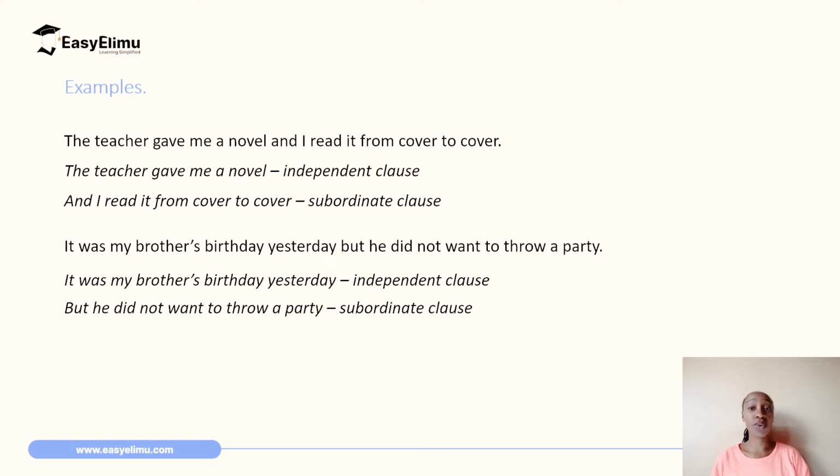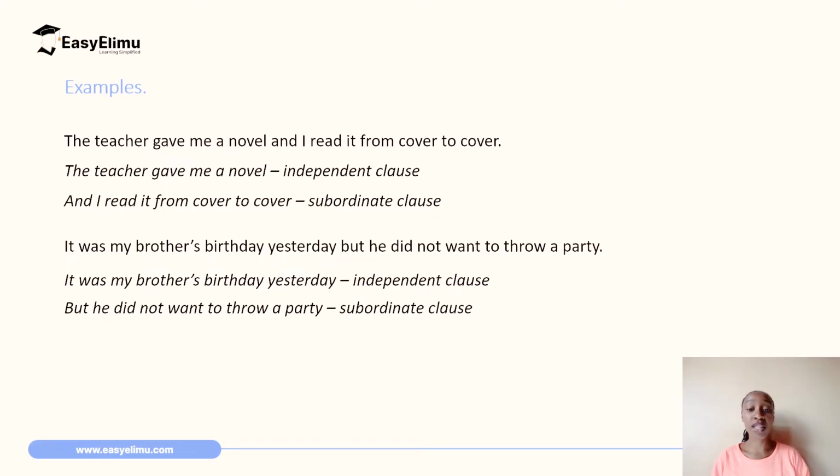So we can have a look at two examples of sentences and attempt to distinguish which is the main clause and which is the subordinate clause. The teacher gave me a novel and I read it from cover to cover. The main clause in that sentence is, the teacher gave me a novel. That is the independent clause. It can make sense on its own. That is a complete sentence on its own. And then, and I read it from cover to cover is the subordinate clause.